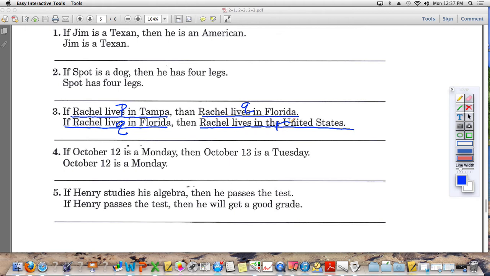What statement can we gather from this then? Rachel lives in the U.S. Got to start with your P. If Rachel lives in Tampa, Florida. Then what? Then she lives in the United States. Can we come up with a valid conclusion, first of all? Yes, we can. So we got to write valid. What law are we using to come up with our valid conclusion? The law of syllogism.